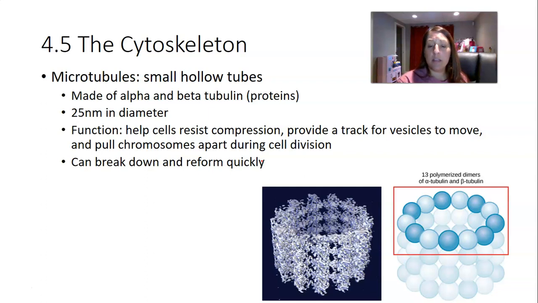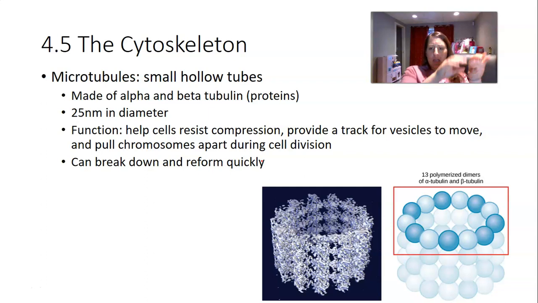What else? These guys are involved in separating chromosomes during cell division. So we just talked about centrioles at the center of the centrosome, and we said that the microtubules grow out from there, attach to chromosomes, and then pull the chromosomes back. So that's the job of microtubules. They're able to do this because they can form and break down quickly.